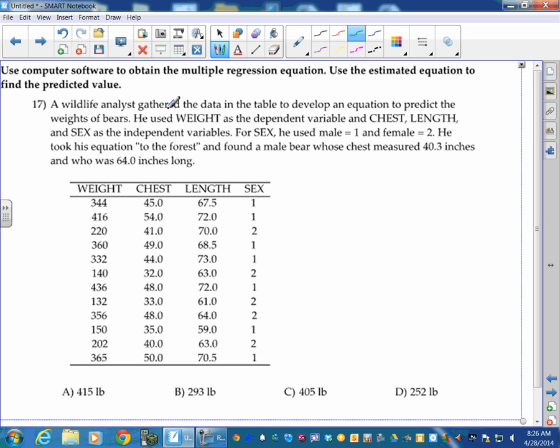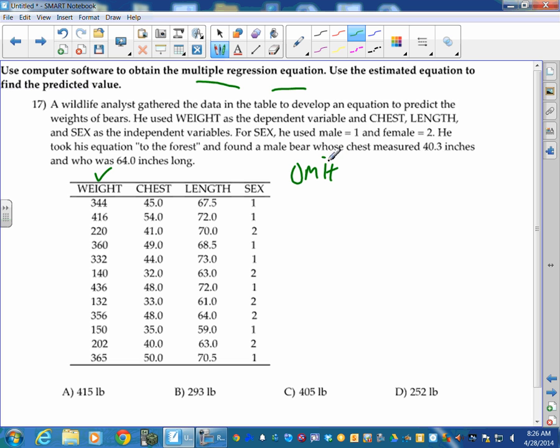17. The wildlife analysts gather the data in the table to develop an equation to predict the weight of bears, with chest length as the independent variable and sex as independent. For sex, he used male 1, female 2. He took his equation to the forest and found a male bear whose chest measured 40.3 and who was 64 inches long. Use it to find the multiple regression equation. Well, we don't do multiple regressions because we're not going to use the TI, so we're going to omit that one also. This kind of stinks. Whew. Moving on.